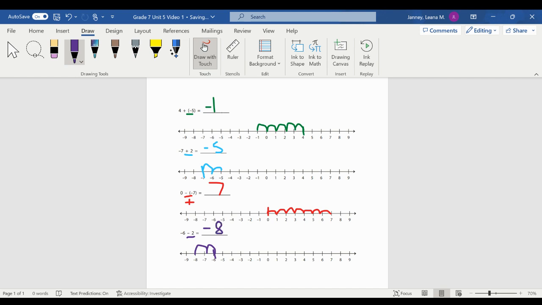So just remember, whenever you are adding a positive number, you're moving to the right. And whenever you're subtracting or adding a negative, you're moving to the left. And lastly, remember that two negatives that are right next to each other can come together to make a positive.